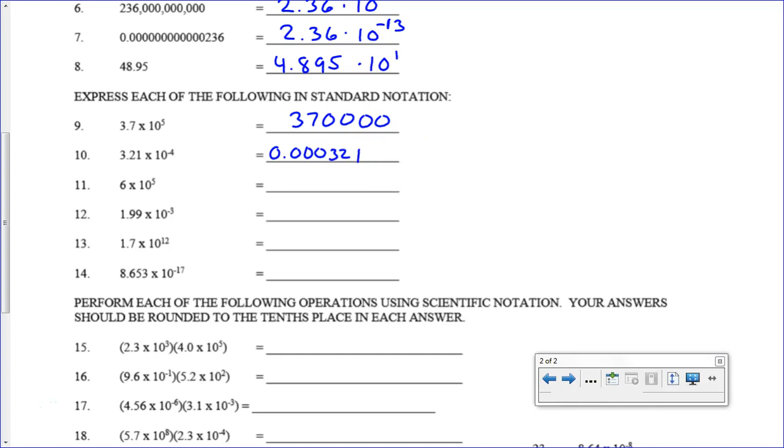6 times 10 to the 5th. All right, so we start here with 6. Decimal point, if it's not shown, is right here at the end. All right, we're going to move this over 5 spots. It's a positive exponent, so we need to make it large, so we're going to move it over this way. 1, 2, 3, 4, 5. All right, decimal ends up here. We have to fill in these with placeholder zeros or eggs. 1, 2, 3, 4, 5. All right, and then we have 600,000 here.